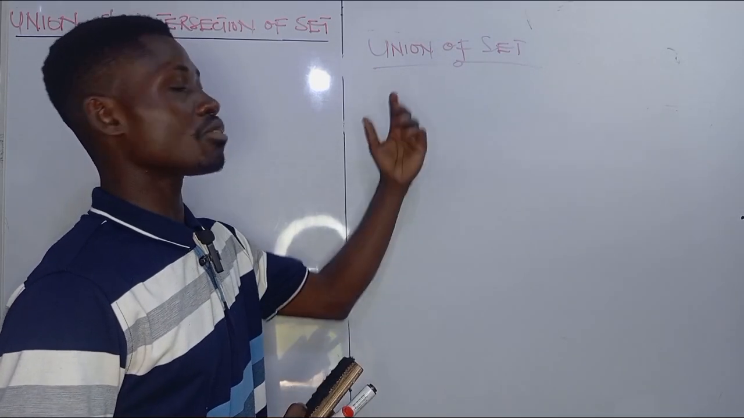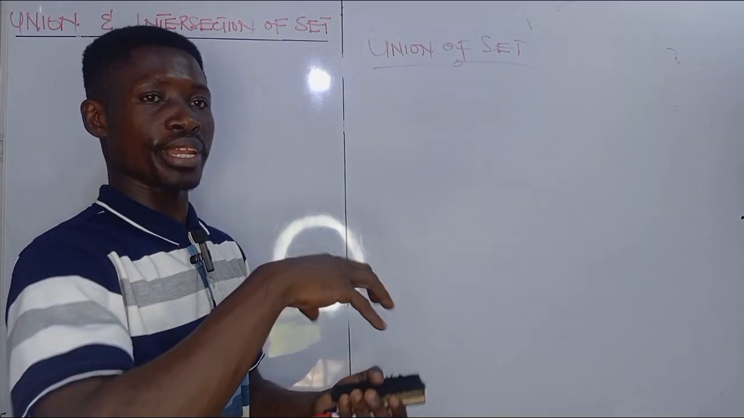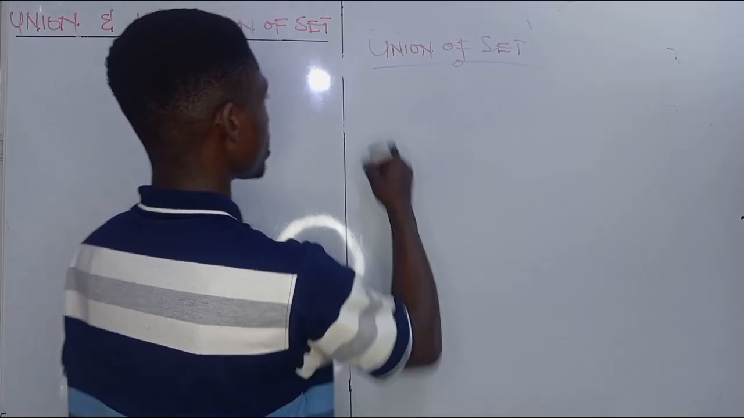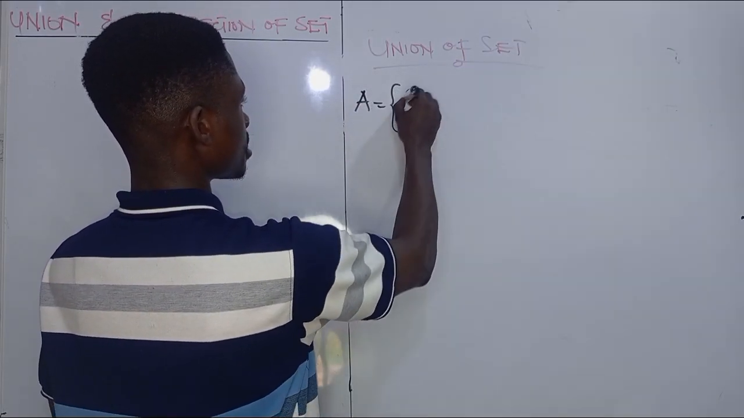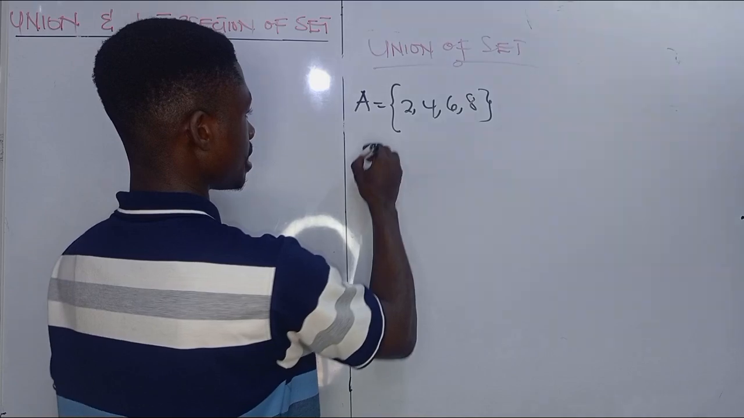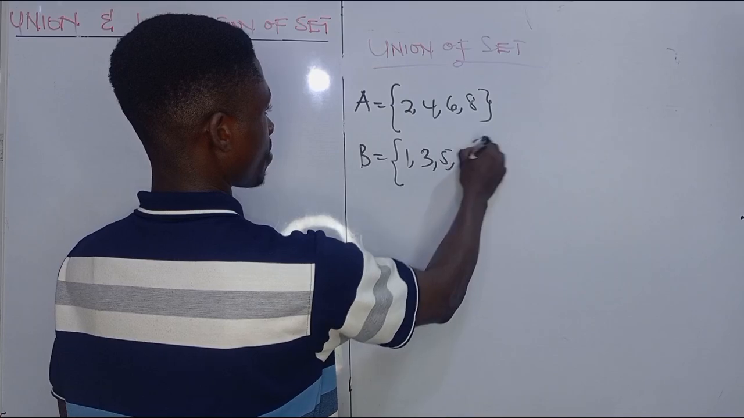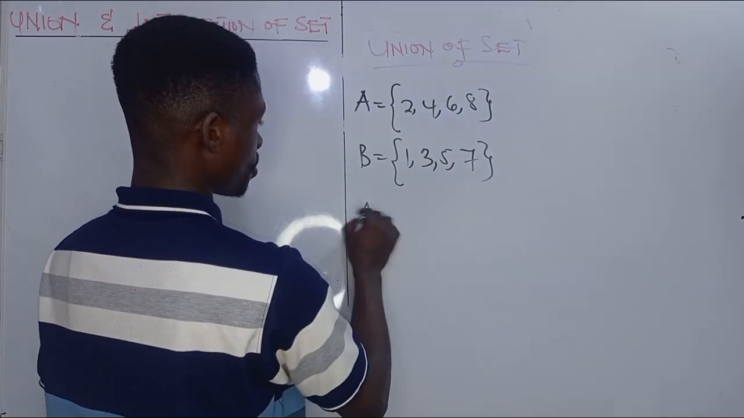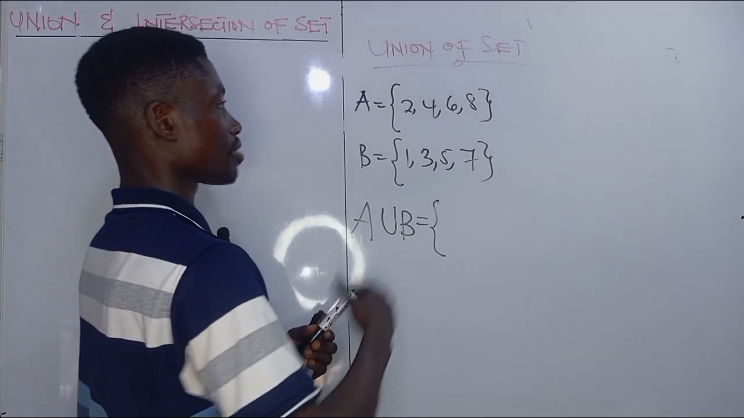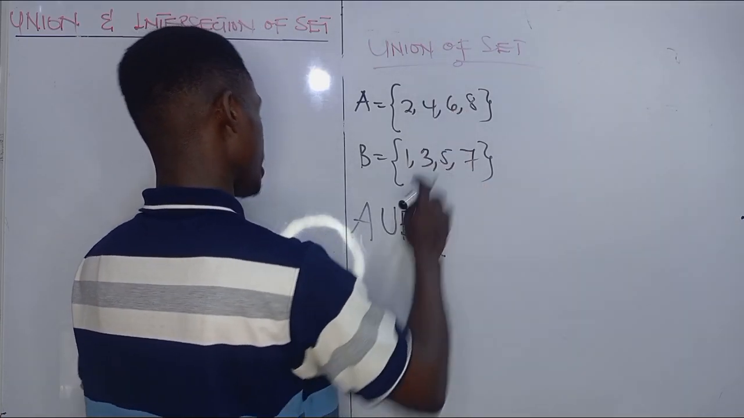When we talk about the union of sets, we are referring to the combination of all the elements within two or more sets. So let's take it that you have set A which contains the elements 2, 4, 6, and then 8. And then you have another set, let's say set B, which contains the elements 1, 3, 5, and then 7. Then the union of A and B is the combination of set A and then set B.